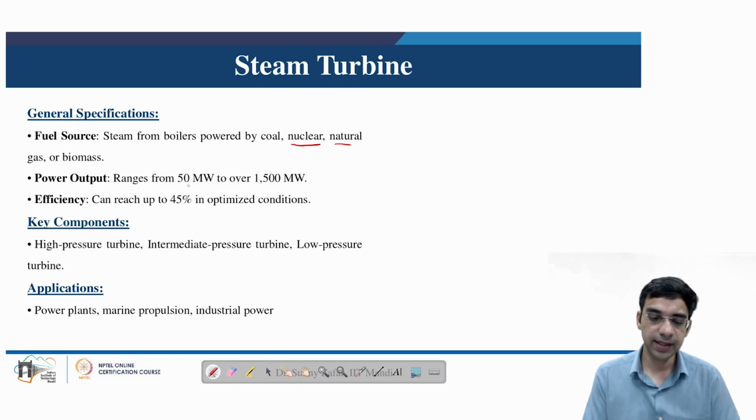So steam turbines are available in power output ranges of 50 megawatt up to 1500 megawatt. The efficiency of the steam turbine can reach up to 45% in optimized conditions. We also know that steam turbines are based on the Rankine cycle, and the key components in any steam turbine are basically the high pressure turbine, the intermediate pressure turbine, and the low pressure turbine.